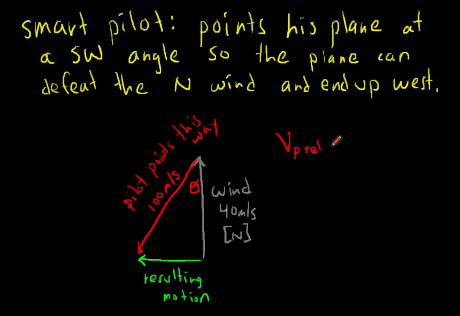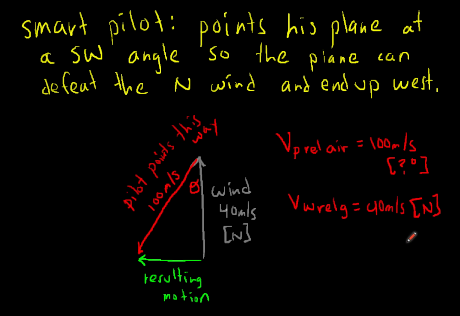We say the velocity of the plane relative to the air is 100 meters per second. This is the velocity of the plane from the point of view of the air, and we want to know its angle. The velocity of the wind relative to the ground is 40 meters per second. This is the velocity of the wind from the point of view of somebody standing still on the ground.